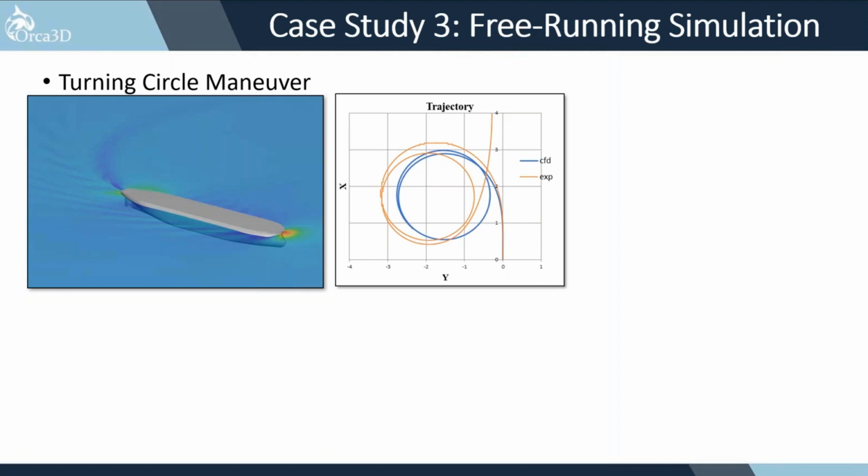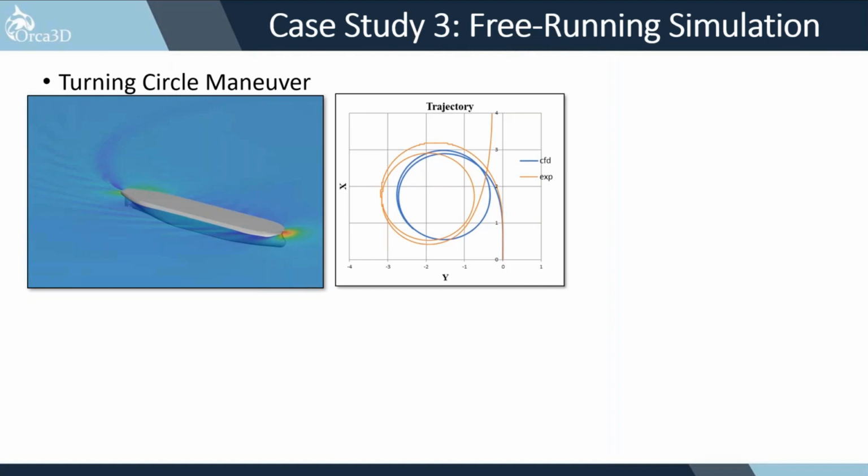But in order to do that, you will take several assumptions. Sometimes it's not exactly the same as the free run model test or your true sea trial. So the purpose of the free running simulation is you want to have an apple to apple comparison. So instead of using quite a different combination of the ship movement, we just do what the captain will operate in real life. So for example, the turning circle maneuver.